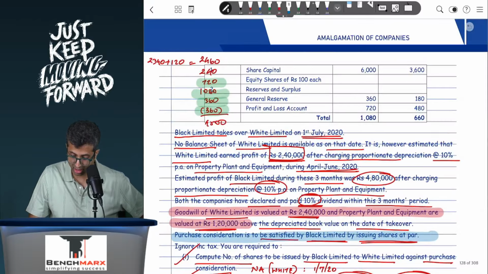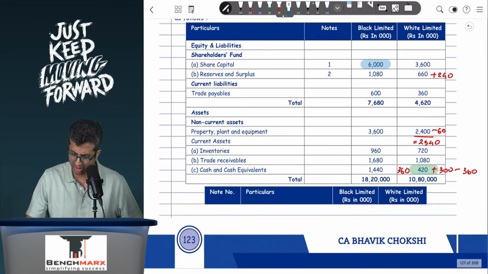Now, White had earned a profit of 240. But Black had earned a profit of 480. Again, after 10% depreciation, now what must be the depreciation? Over here, this is 3600 into, I think, 90. So this would be minus 90, and 3600 minus 90 would have come to 3510. Okay, just for our reference.